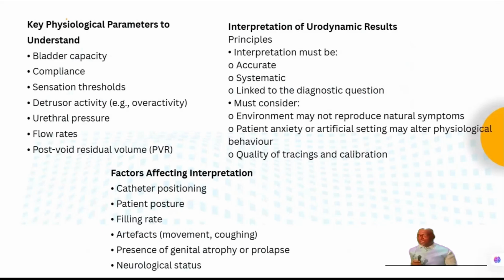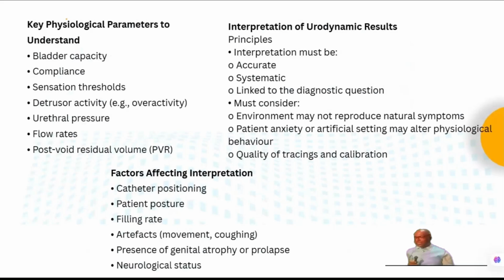Now, interpretation of the urodynamic results. What are the principles? The interpretation must be accurate, systematic, and linked to the diagnostic question for which we are looking for the answer. Then we must consider that the environment may not reproduce the natural symptoms because it is produced in an artificial environment. So the test which is performed may not reproduce the natural symptoms. The patient's anxiety or artificial setting may alter physiological behavior, and quality of tracing and calibration we also need to take into account.